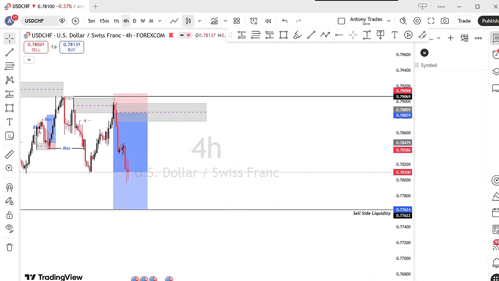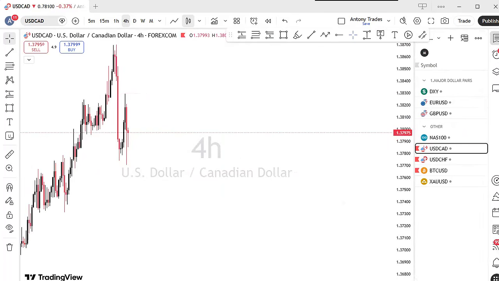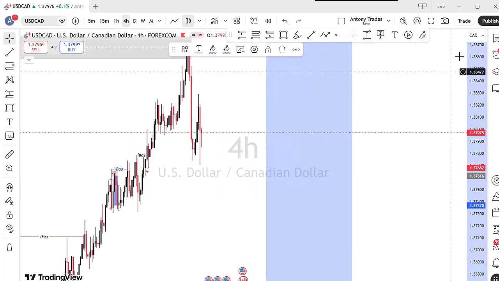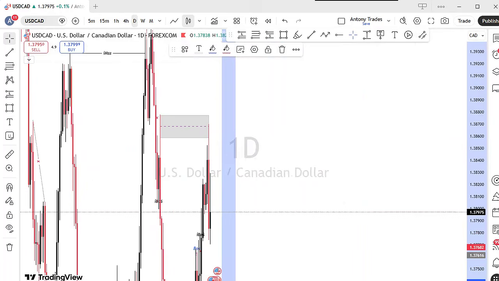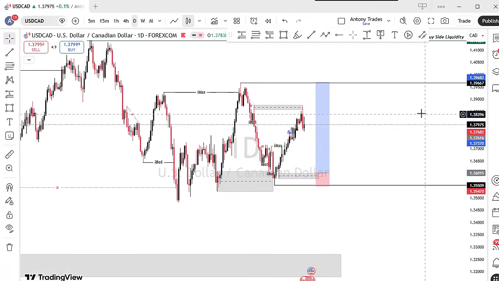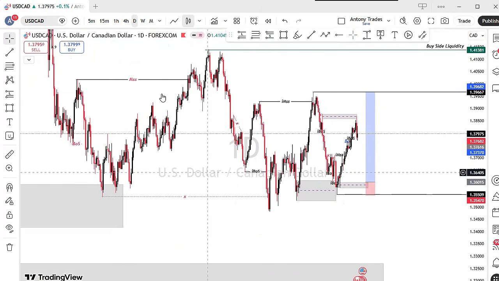All right, so moving on to the next pair, I have the EURUSD. What am I currently watching on the EURUSD? Let's go to the daily first of all. So from the daily time frame, we had this change of character here, right?